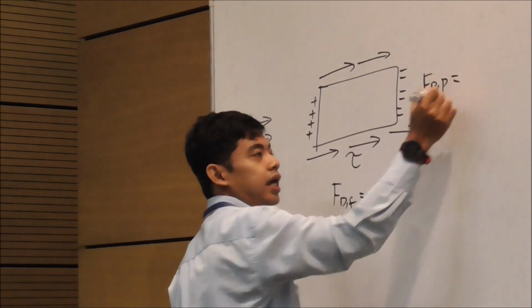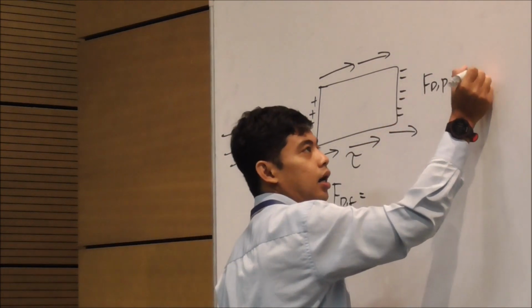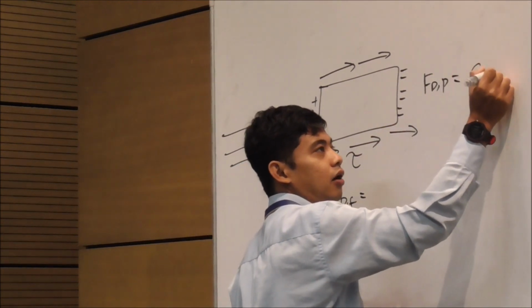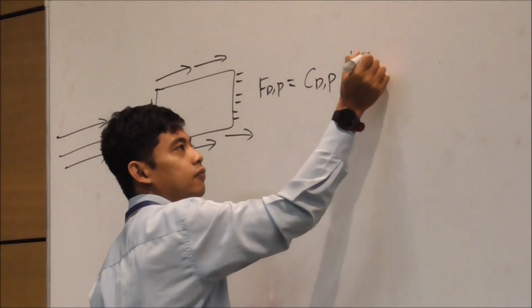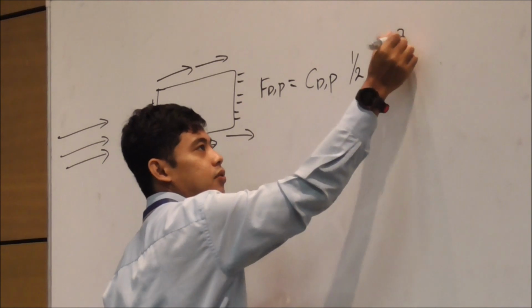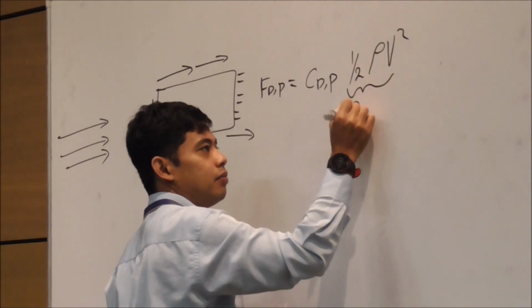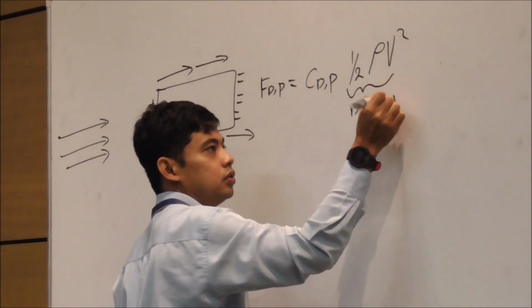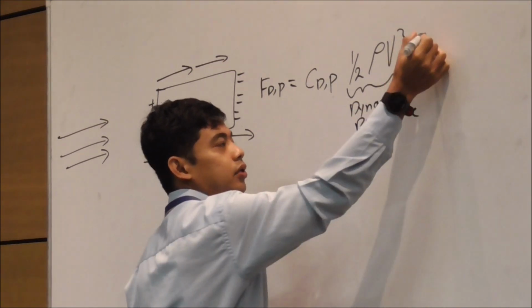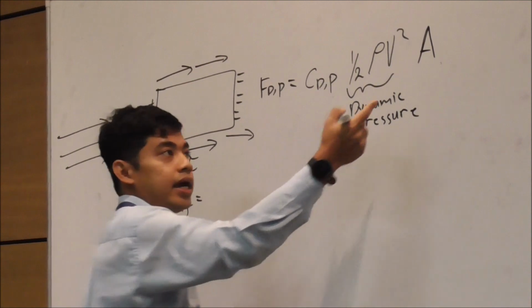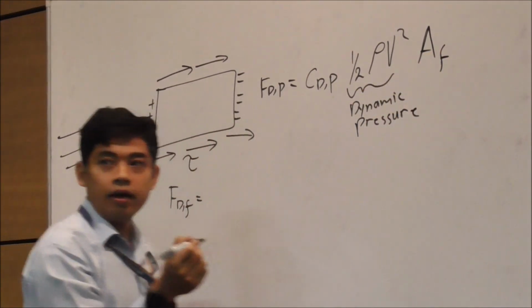Okay. In this case, this one is the coefficient of drag due to the pressure times half rho V square. This one is your dynamic pressure. Okay, this one is your dynamic pressure. And you have the area. In this case, this area is the frontal area.